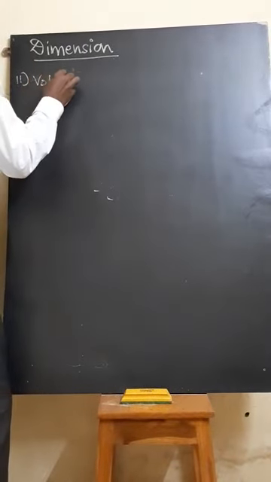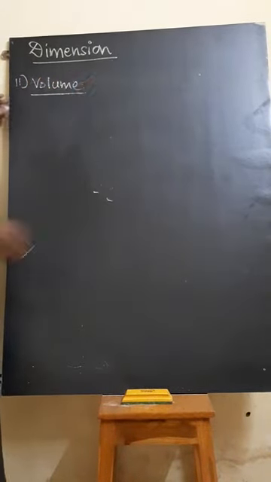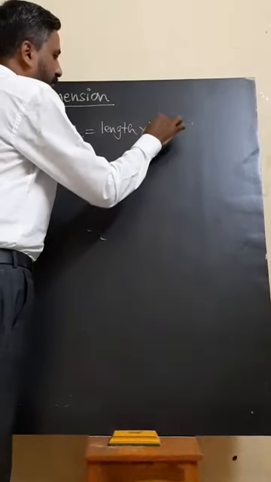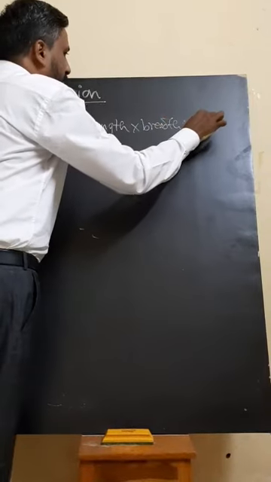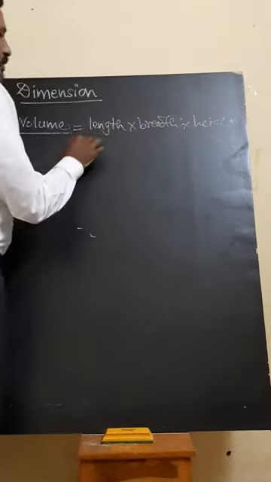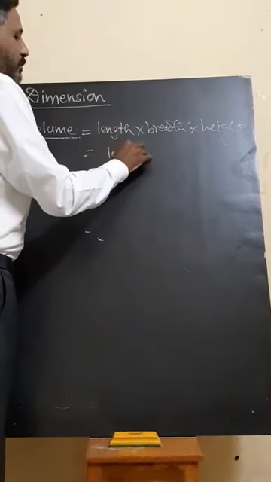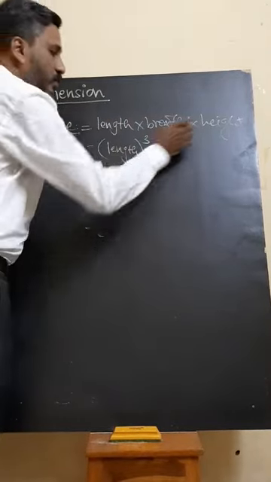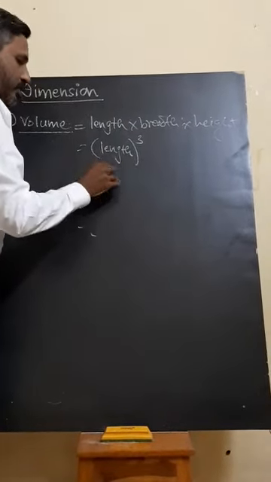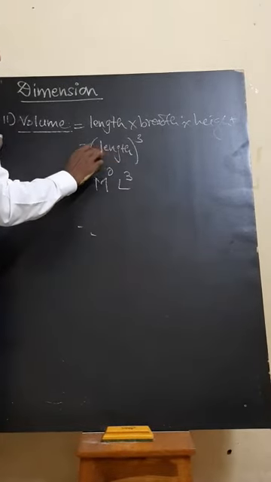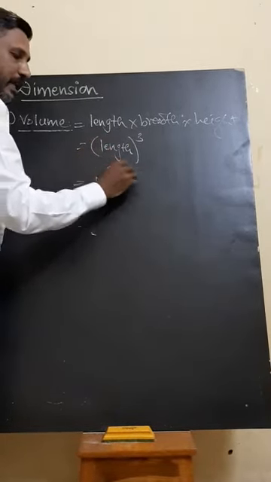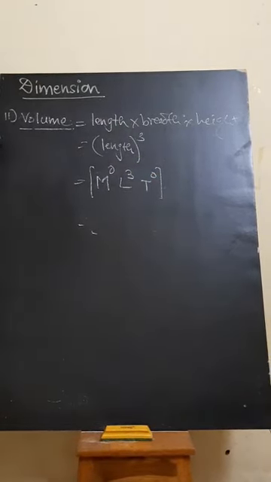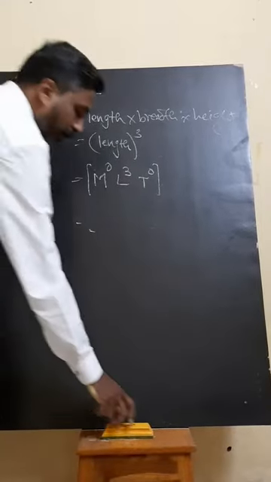Second example is volume. Volume is given by the formula length into breadth multiplied by height. Length, breadth and height are all lengths, so it becomes length cube. There are three terms of length, so it becomes L raised to 3. There is no term related to mass, so M raised to 0, and no term related to time, so T raised to 0. These are the dimensions of the volume.